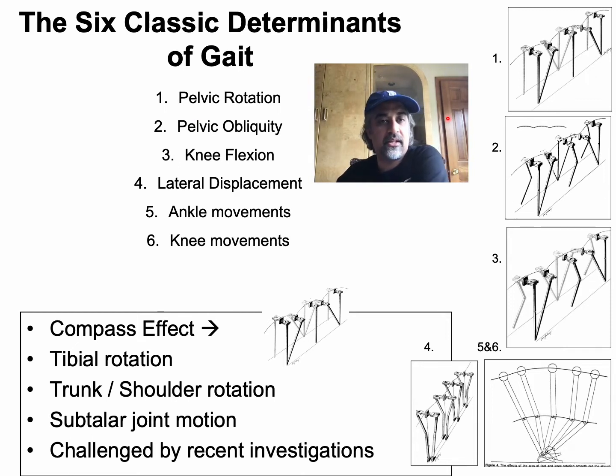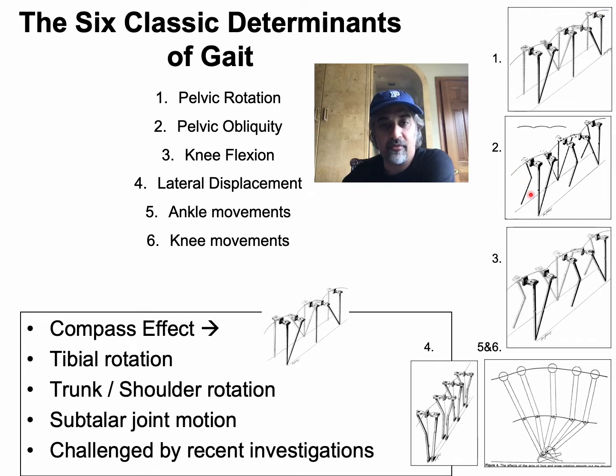Here we see the 6 classic determinants of gait. This is a theoretical set of determinants that are believed to explain why we walk the way we walk instead of like G.I. Joe figures. If you think of the hip and legs as just 2 sticks on hinges, you're going to get this weird kind of walking, and the center of motion is going to be all over the place.